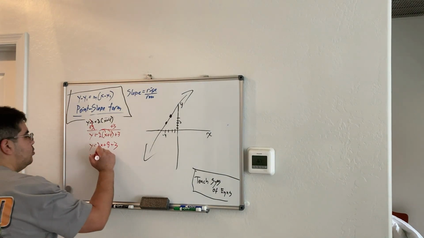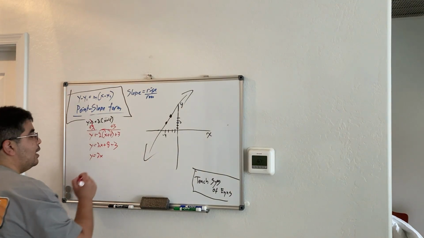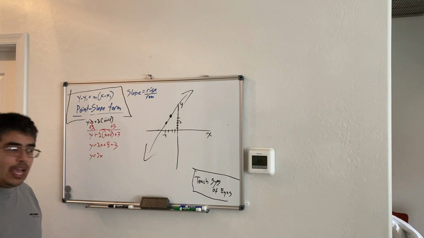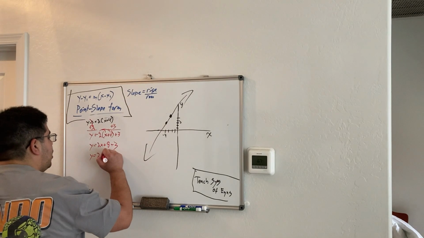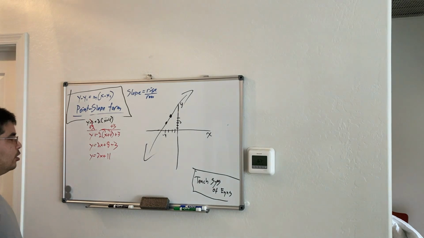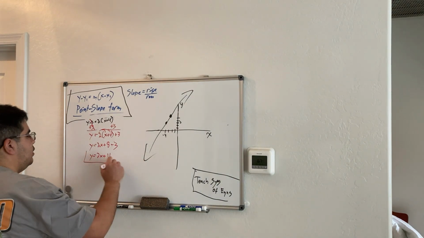All right, and then we got y equals 2x. We can't do anything with 2x. We're going to combine like terms in this case. The 8 and the 3 are like terms because they don't have any x's. You can add them together. 8 plus 3 is going to be 11. Boom. You have y equals 2x plus 11.